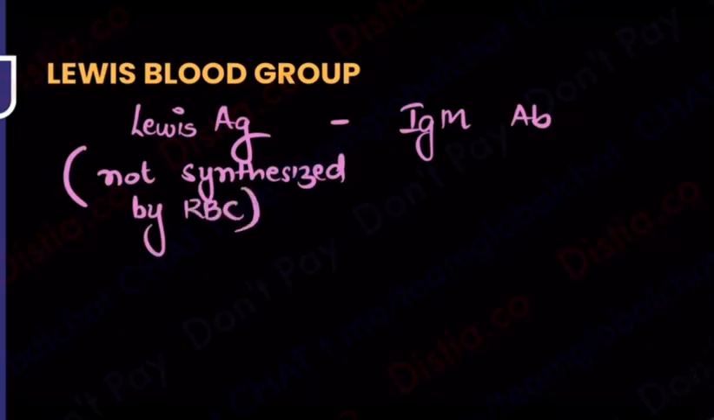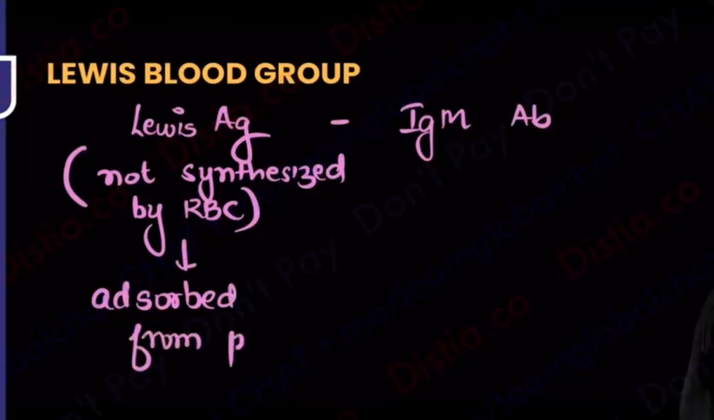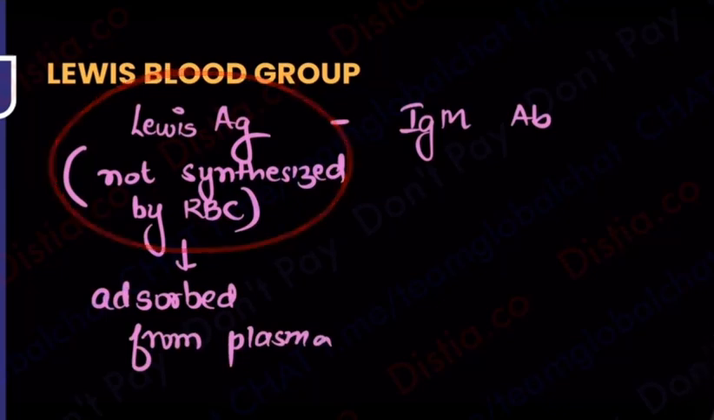Borrowed antigen means I am not making this antigen myself, I am going to absorb it. This is basically going to get absorbed from the plasma. So repeating once again, what is this Lewis antigen? It is a borrowed antigen. It is the antigen that I have not made but I have picked up from the plasma. That is what the Lewis antigen is, and what is the antibody against it? It is the IgM antibody.